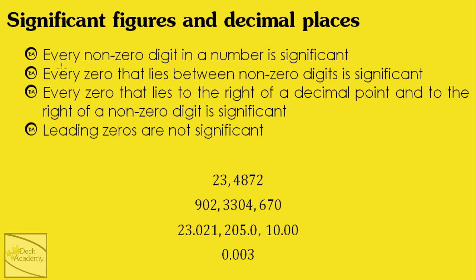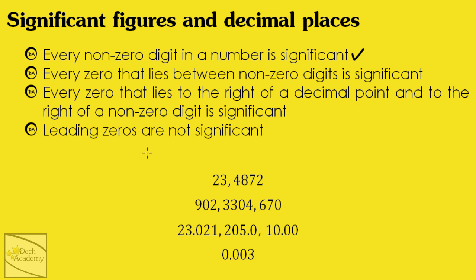The first rule is that every non-zero digit in a number is significant. So that's easy to remember. Any number that is non-zero is significant. So in all these numbers here, 2, 3, 4, 8, 7, 2, 9, 2, 3, 3, 4, 6, 7, and so on are all significant numbers. This is an easy rule to remember.